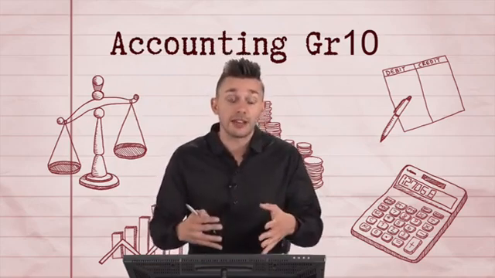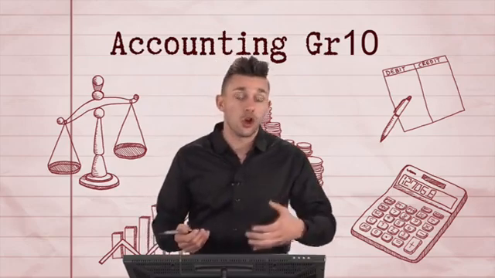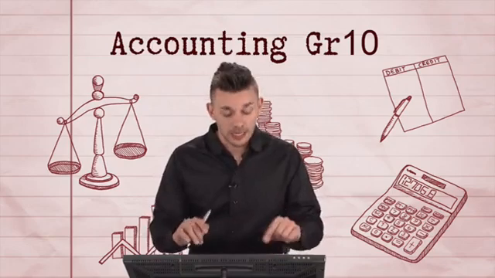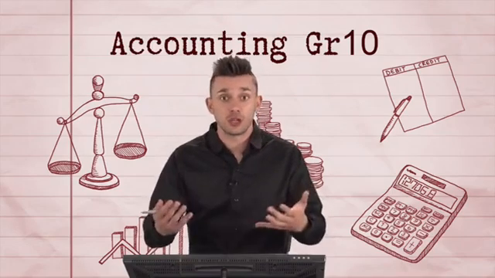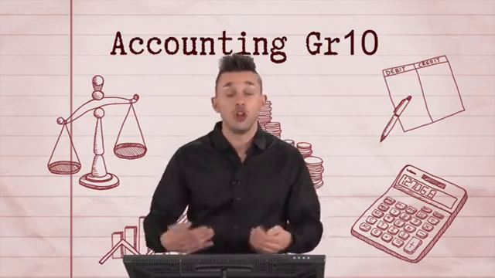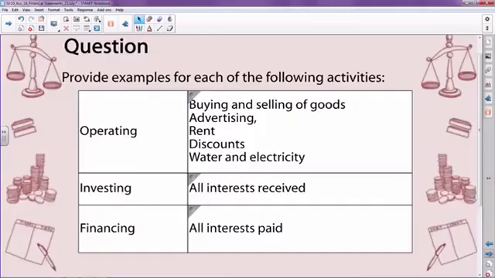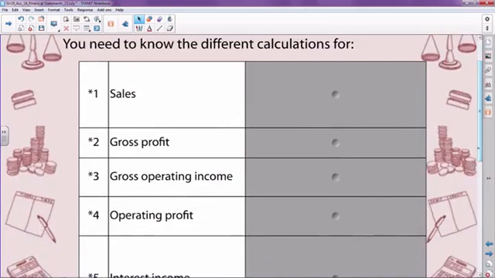And then lastly, your financing. You can have interest on overdraft, interest on a loan, interest on mortgage loan. All of those items again listed under your financing. How do I finance my business? Sometimes with a loan. Just like when you buy a house or car, you finance that through a loan from the bank. So what we need to look at now is, how do I calculate different things?